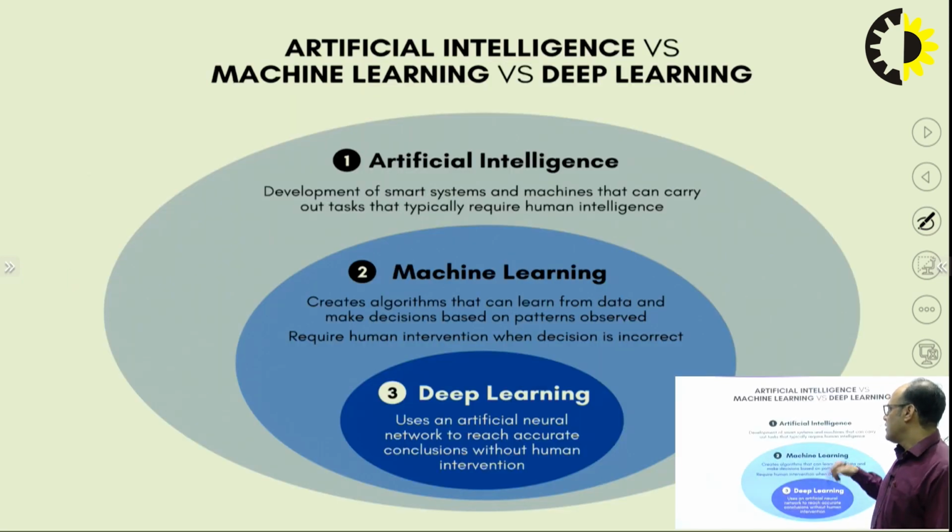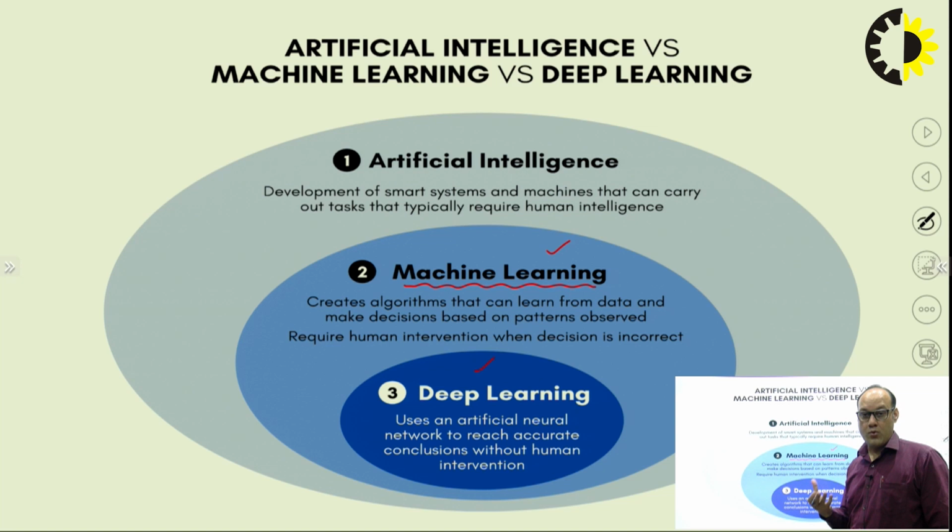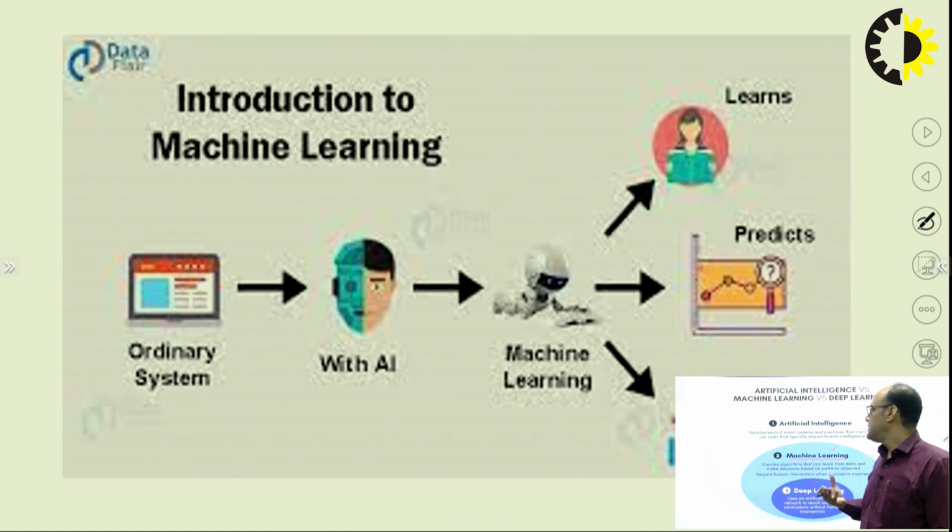You are all familiar with this diagram: artificial intelligence is a superset, and under it comes machine learning. Machine learning is a subset of AI, and deep learning again is a subset of machine learning. So this diagram will clear your concept. We are dealing here with machine learning. So what is this machine learning going to do? With machine learning, we get a program as the output here.